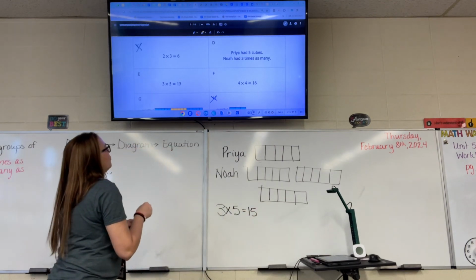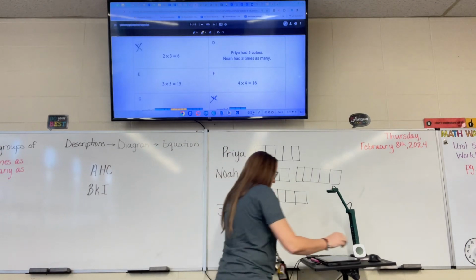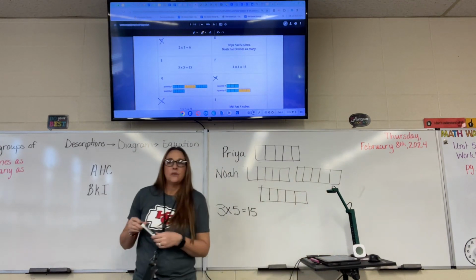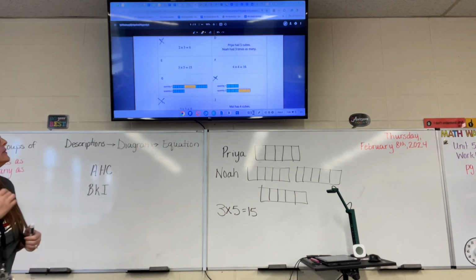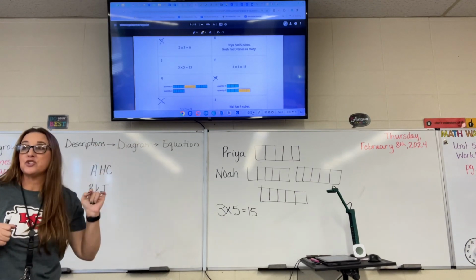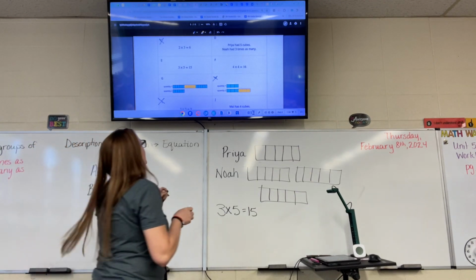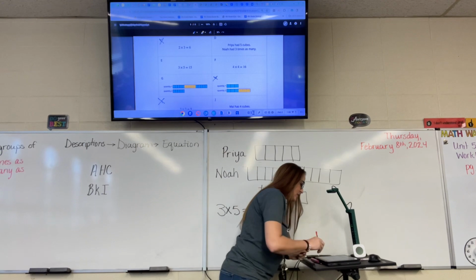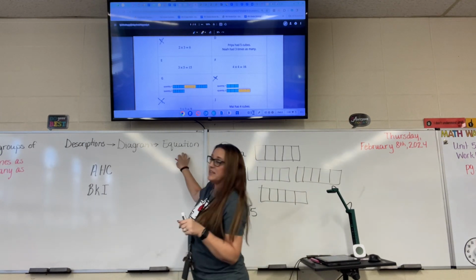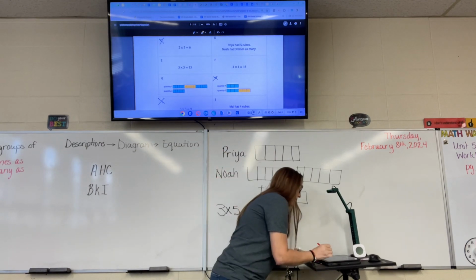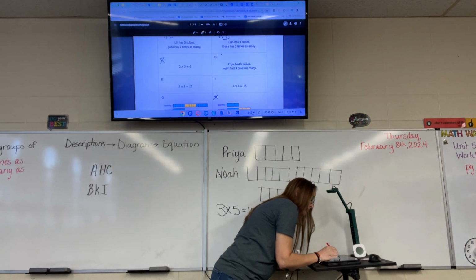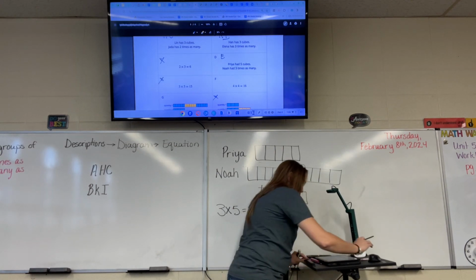All right, so which diagram is going to go with D? Emma? E is the equation, so the picture. Okay, I'm going to give it to you because E does match it, but know that the diagram that I'm asking for is the picture. The equation is what you gave. So I'm going to go ahead and give it to you though, Emma. E does go with D.